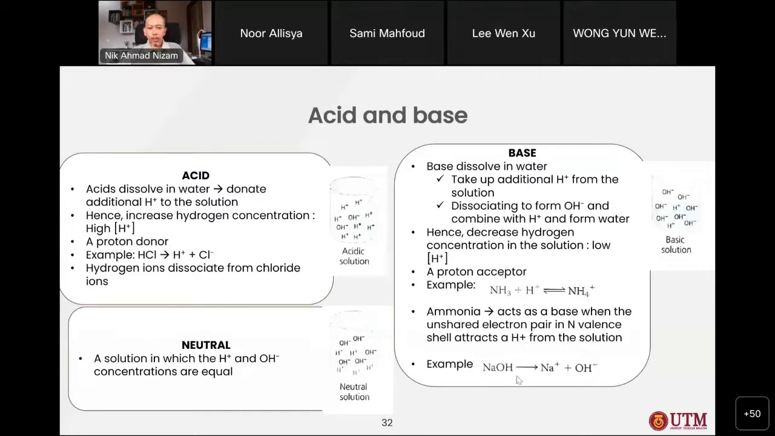Another example is sodium hydroxide, NaOH. Inside the water, it will form Na+, sodium with a positive charge, and OH-. If you see the symbol here, this one is a reversible reaction, but this one is straight. It's not reversible. It will produce sodium ion and hydroxide ion.